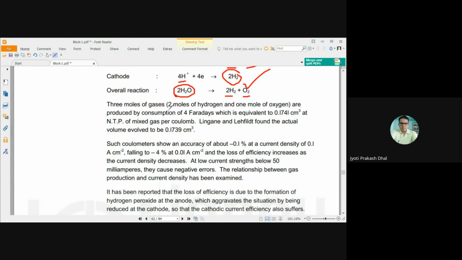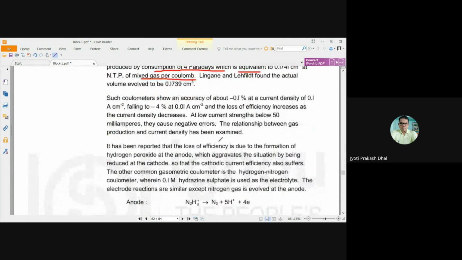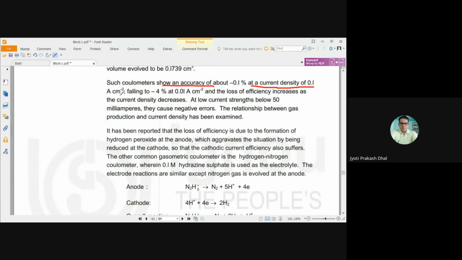So 3 moles of gases, that is 2 moles of hydrogen and 1 mole of oxygen, are produced by consumption of 4 Faraday of electricity, which is equivalent to 0.1741 cubic centimeter at STP of mixed gas per coulomb. Such a coulometer shows an accuracy of about minus 0.1% at a current density of 0.1 ampere per square centimeter, falling to minus 4% at 0.01 ampere per square centimeter, and the loss of efficiency increases as the current density decreases.